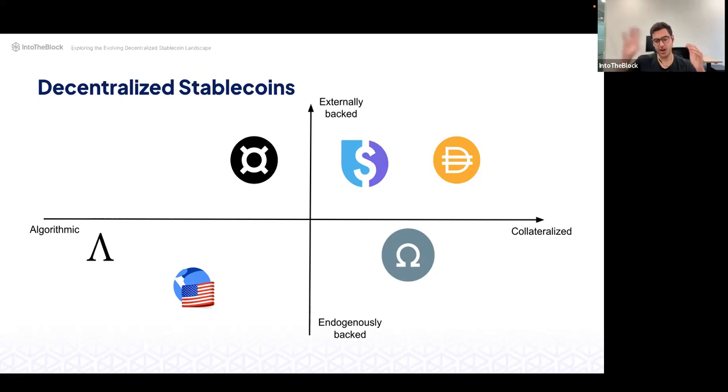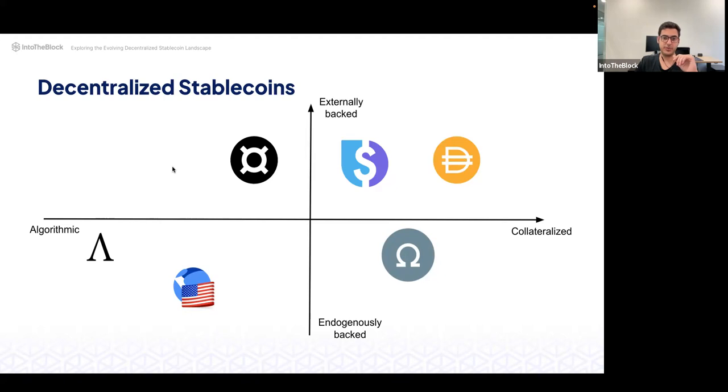And so in the upper right-hand quadrant, we have MakerDAO and LUSD, which are externally backed. So they're not minted with MKR tokens or the Liquity token. Instead, they're minted mostly with ETH in the case of LUSD, and to a certain extent with USDC for DAI.